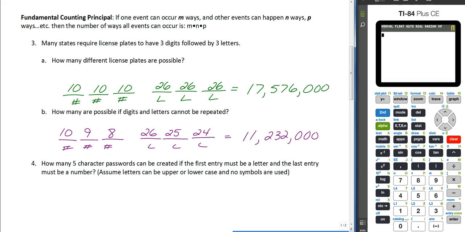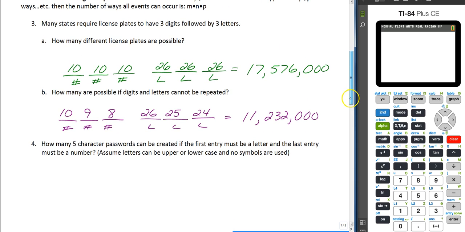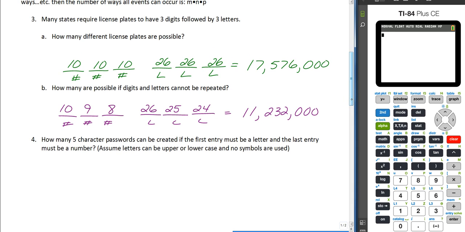Okay? So the last one in this counting principle example is a password for a computer. Now there's very specific instructions. It has to be 5 characters, and the first entry must be a letter, and the last entry must be a number. Now for this particular example, we're going to assume that of course we have upper and lower case, but we're going to pretend you cannot use any symbols, no exclamation points or pound signs, nothing. Only letters and numbers. See if you can figure out how many different password options you have if you must follow these rules. Give it a shot.